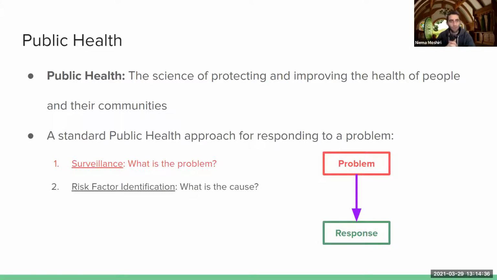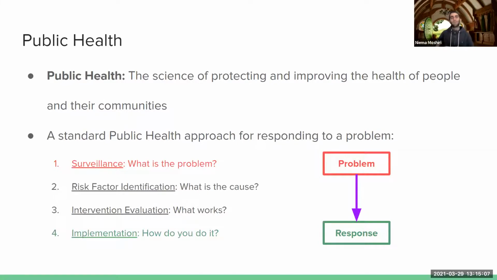Then second, after you've done surveillance, the second task is risk factor identification. So what is the cause of the problem? What is causing people to have this issue, or what is making it a problem in my society? Then after that, the third thing that you want to do is the intervention evaluation. So what works? If I'm trying to tackle those causes, what specific interventions help tackle those causes?